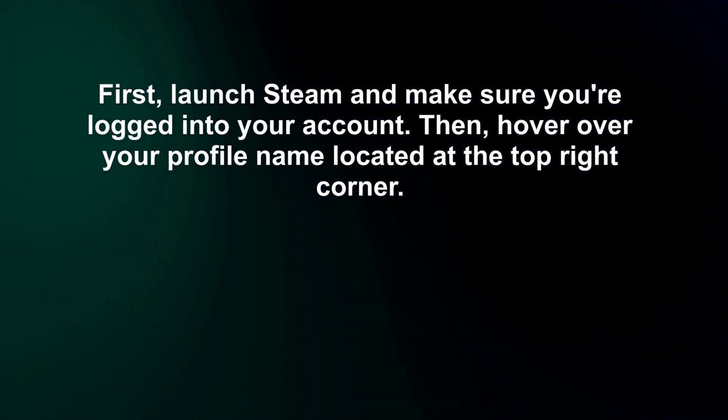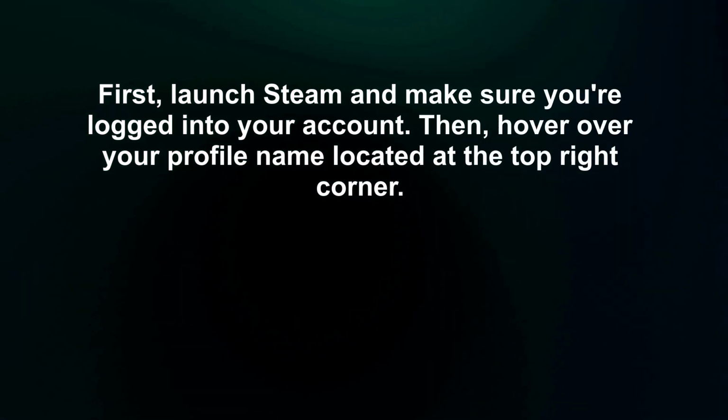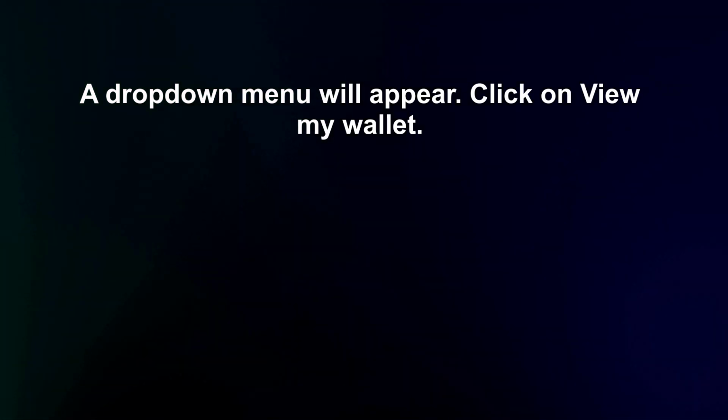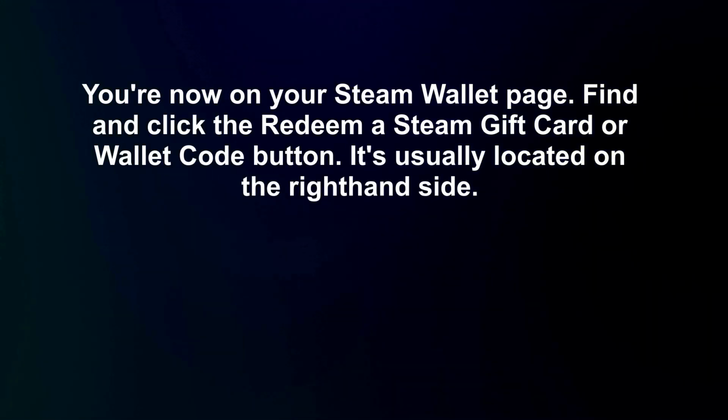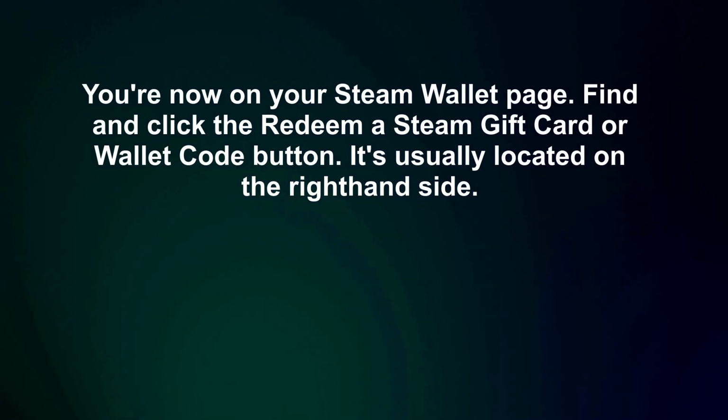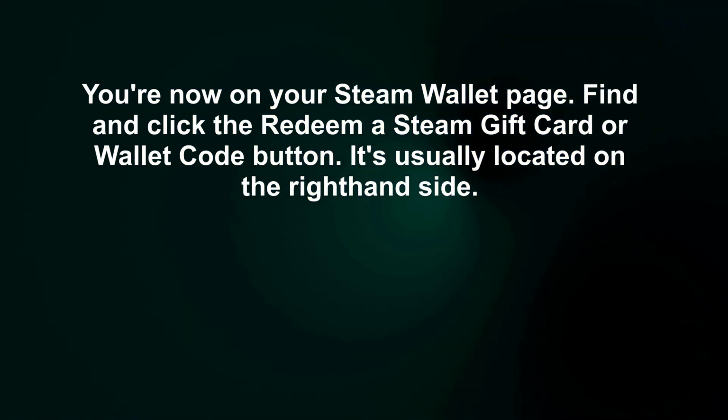Then, hover over your profile name located at the top right corner. A drop-down menu will appear. Click on View My Wallet. You're now on your Steam wallet page. Find and click the Redeem a Steam gift card or wallet code button. It's usually located on the right-hand side.